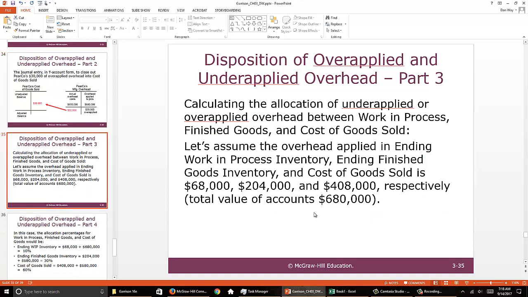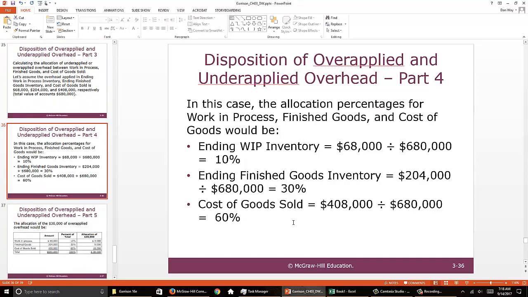If we're allocating underapplied or overapplied overhead to work in process, finished goods, and cost of goods sold, again, we want to do that on the basis of how much applied overhead is sitting in those accounts for the current period on a proportional basis. So for our purposes here, let's assume that the overhead applied in those accounts was 68,000 in work in process, 204,000 in finished goods, and 408,000 in cost of goods sold. Again, to total that 680,000 from our previous slide.